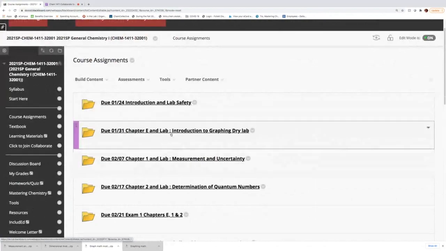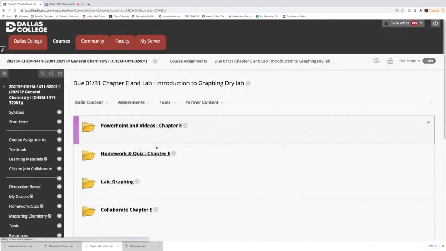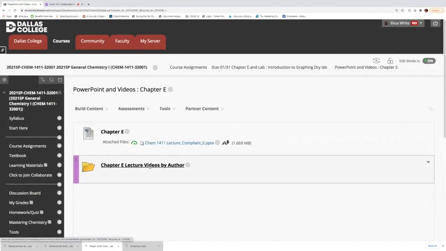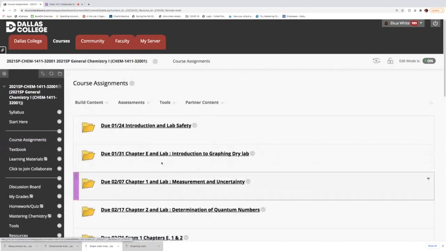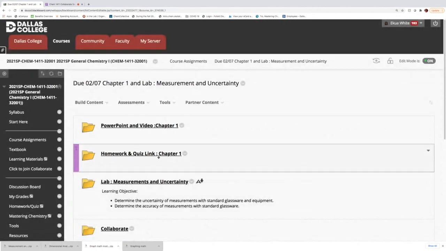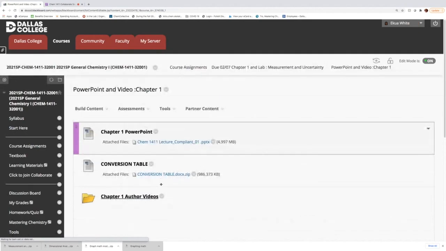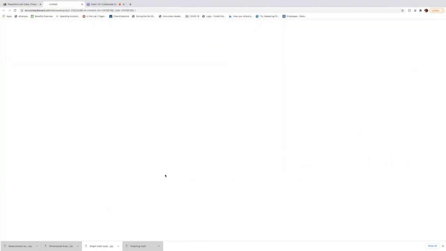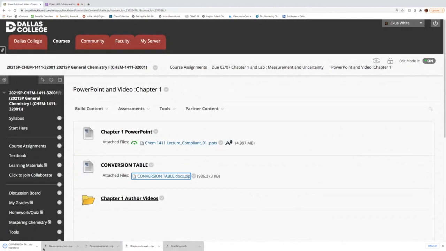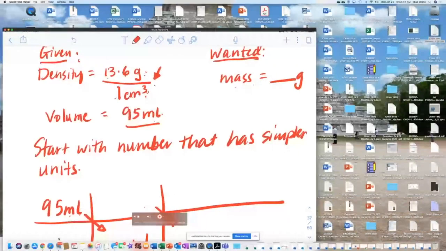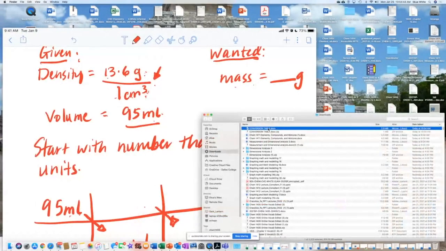By the way, please notice this is posted, even in chapter E. Let me find the conversion chart. Oh, I don't see it here. I think I have it posted in chapter 1, but we still need that. Is it here? There it is. The conversion table. We need that. So please make sure you print this out.